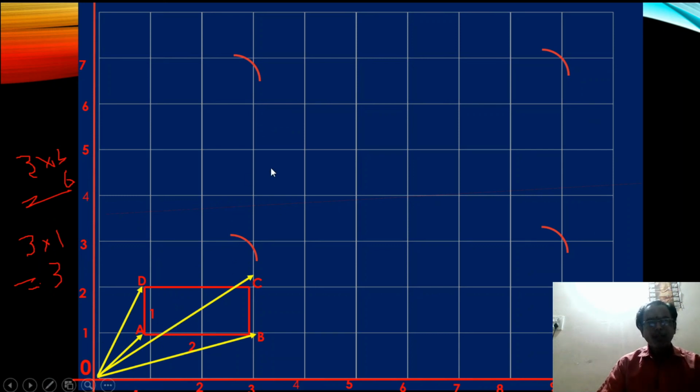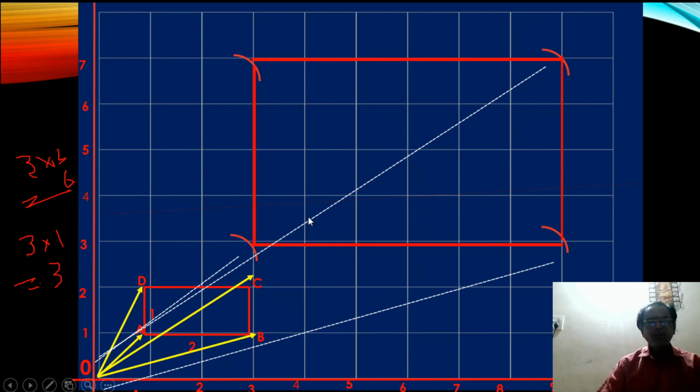Actually 3 units is enough, but for our understanding purpose I took 1 more unit. You just draw the arc here, but for understanding I took 1 more unit. So after drawing 4 arcs, join them like this.